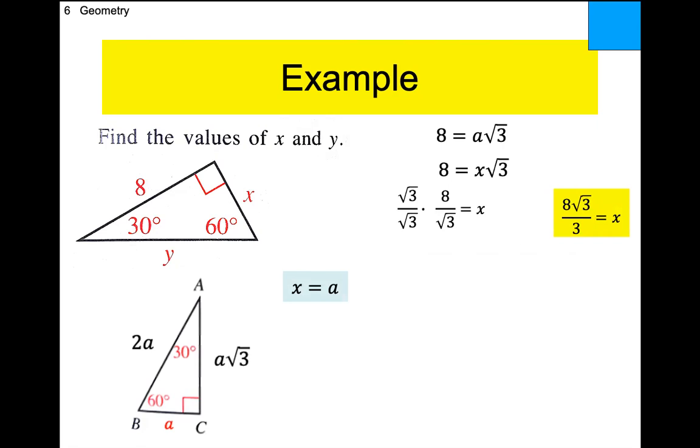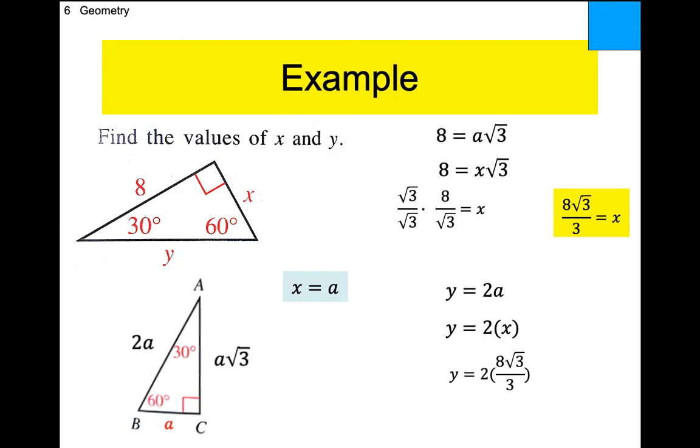Okay, and multiply by 3. For Y, what's Y equal to? Y is equal to 2A, but we know what A is equal to: 8 root 3 over 3. A is equal to X, and X is equal to 8 root 3 over 3, so I have to put that in. Distribute it properly. So you get 16 root 3 over 6.